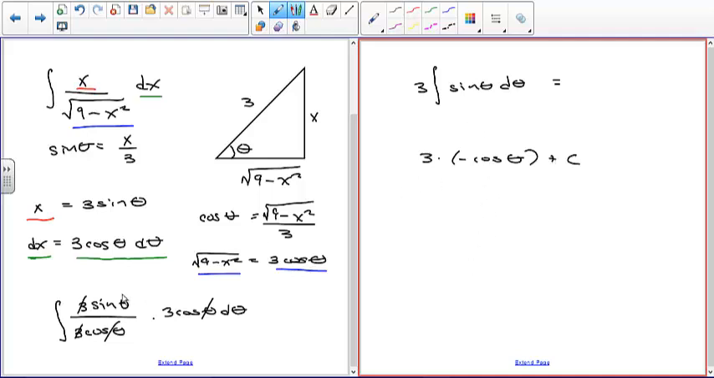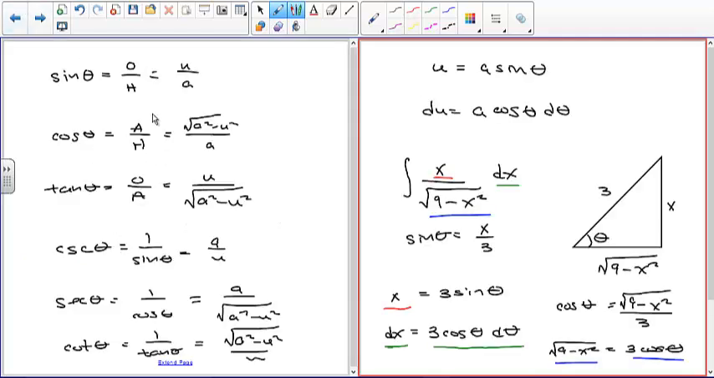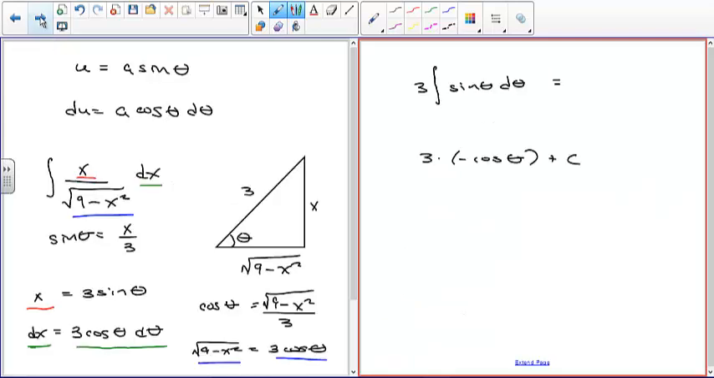Just like with u substitution, we use the substitution to get it into a form that we can use one of the formulas in the book. Once we do the integration, then we go back and make the substitution. In this case, it's not quite as easy. If we don't have the trig function already written down, we'd have to go back here and use one of these definitions. Just use the definition of whatever trig function you need to substitute it back in to get the answer in the original variable, which is x.